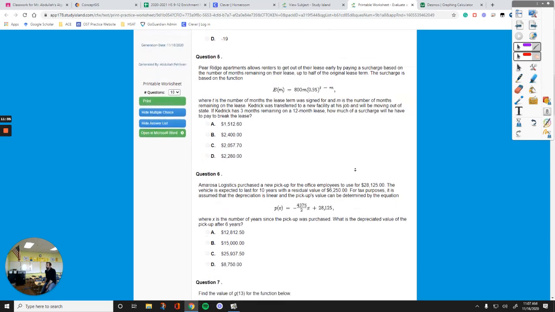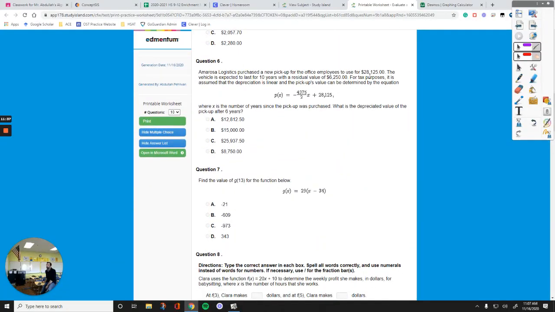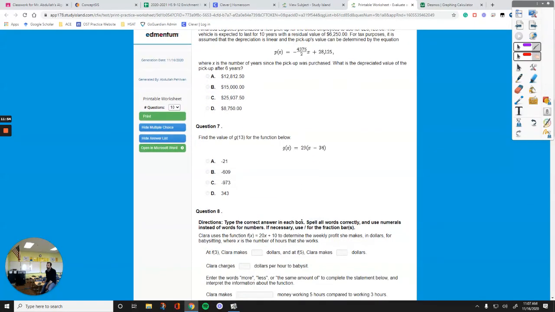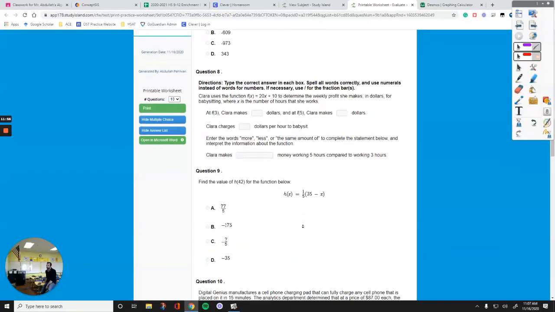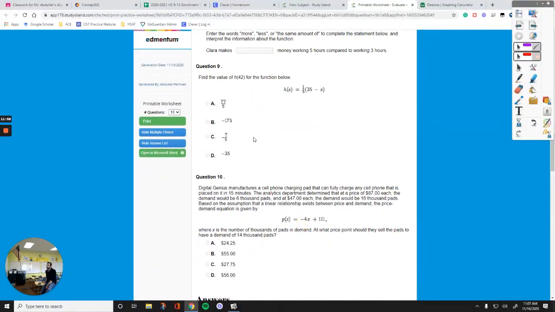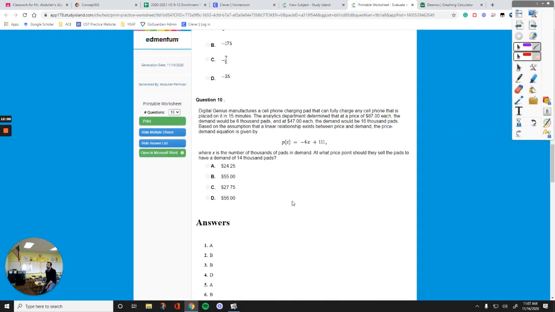So scrolling down, that's the same. Plug in the numbers given, and then try to figure out what your answer is. And then this right here, plug in 13 for x, because g of x is right here. It becomes 13. Put that 13 up here. See what your answer is. That's not hard. This is not hard. Plug in 42. Okay, yeah.